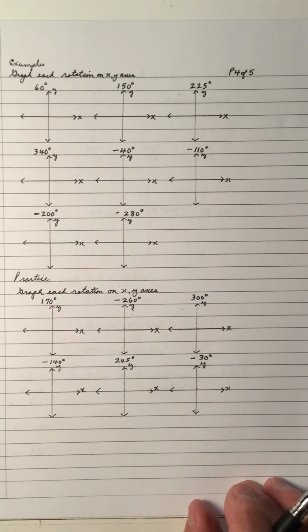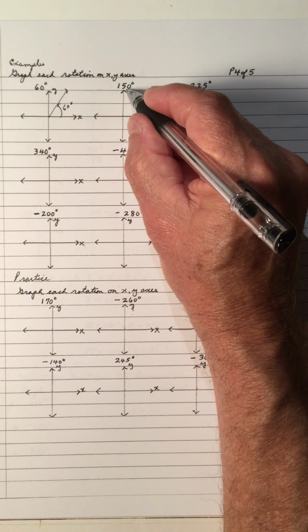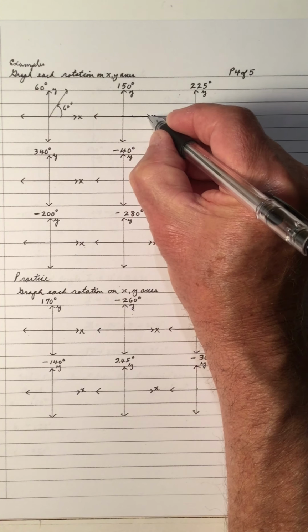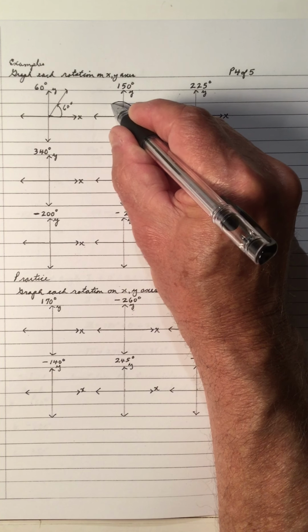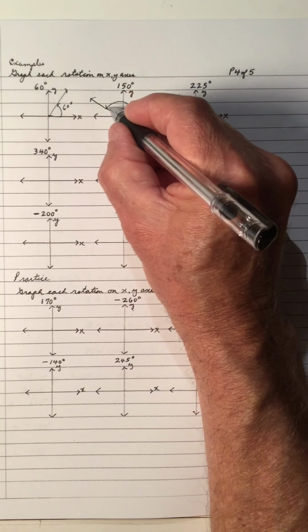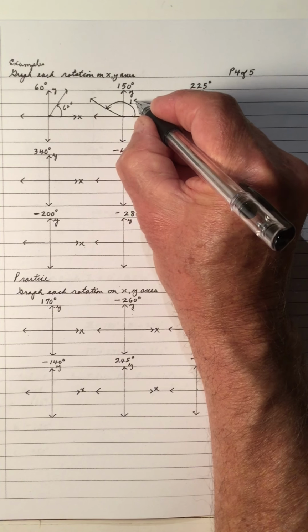And let's do some examples. Graph each rotation on the XY axis, 60 degrees. 60 degrees goes counterclockwise right there. So there's the 60. 150 starts at, again, we're starting at the initial arm all the time. We're starting on the initial arm, which is here, and rotating 90 plus more. So there we are over there. So that rotation is 150.